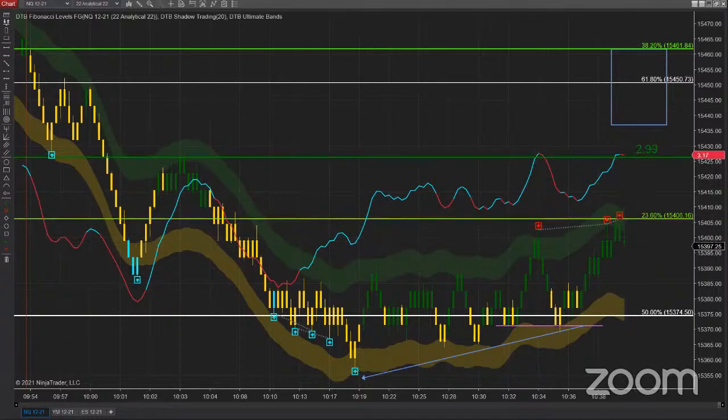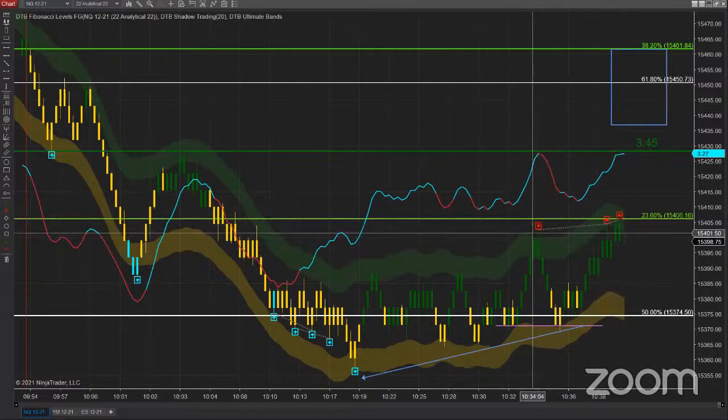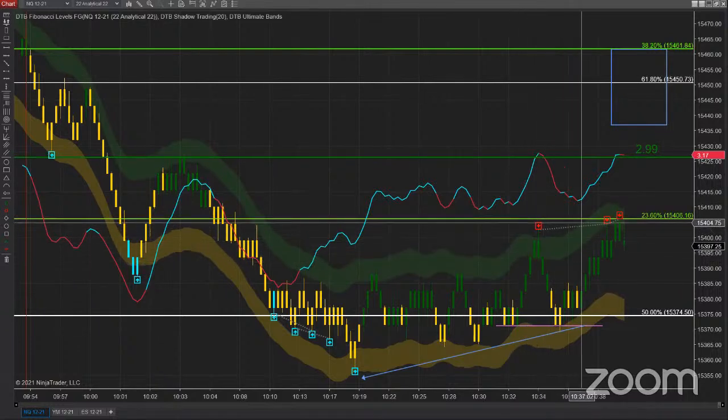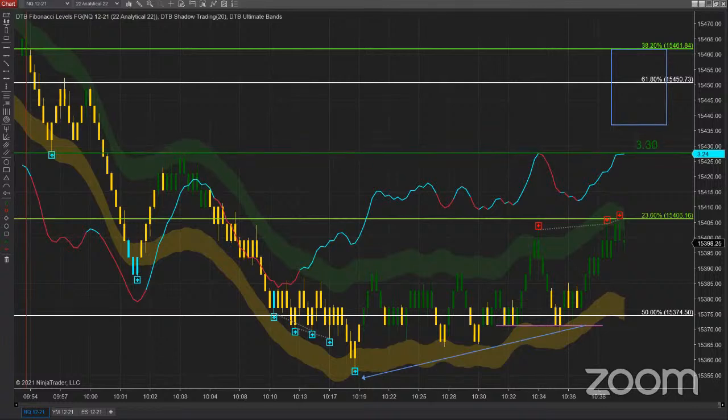This 23.6 looked like it had been a level before, because price came close by previously, and it's now come again and just touched it. So you're going to find that with the Fibonacci levels, price is going to come very close to those levels, and if it doesn't break through, it's going to be a bounce off.